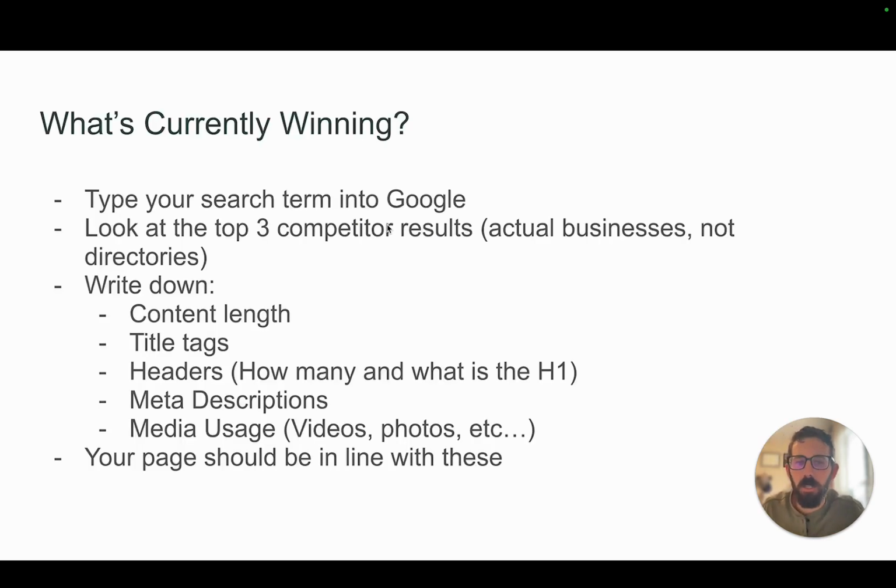All right, then you want to look at what's currently winning. You're going to type your search term into Google, look at the top 3 to 5 competitor results, look for actual businesses, not directories, and you're going to want to write down the content length, title tags, headers, meta descriptions, media usage. Do they have videos? Do they have photos? How many photos do they have? And then your page should be in line with these.